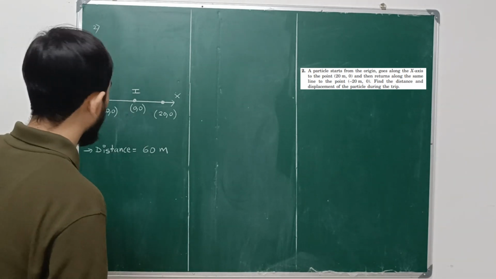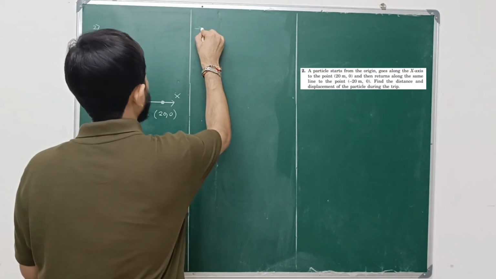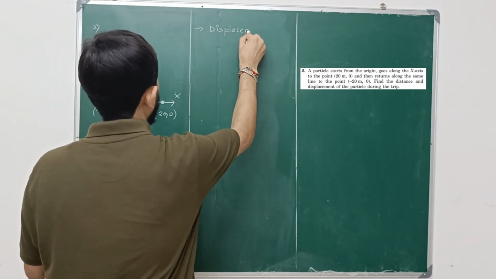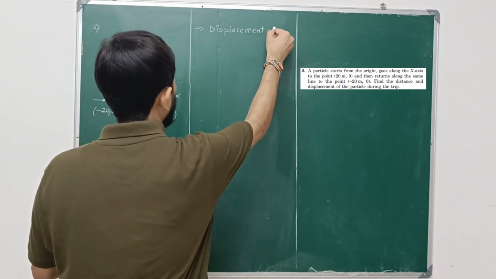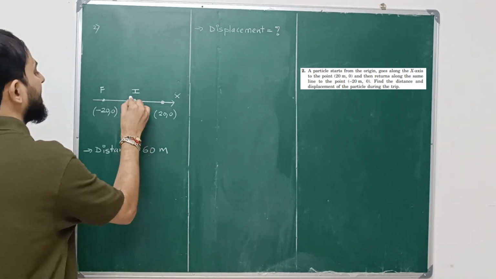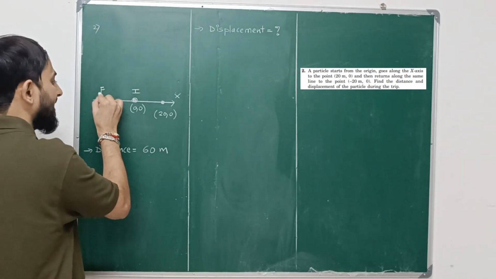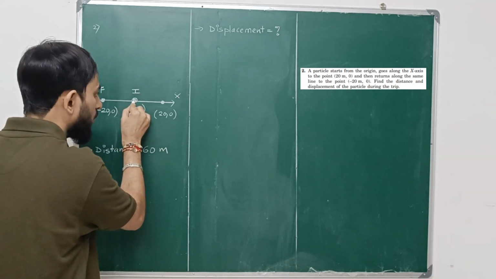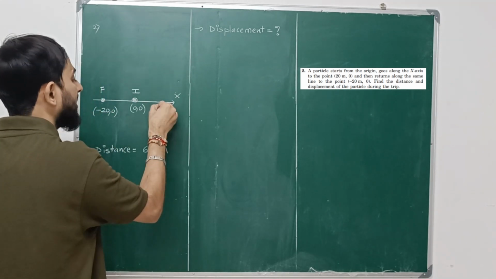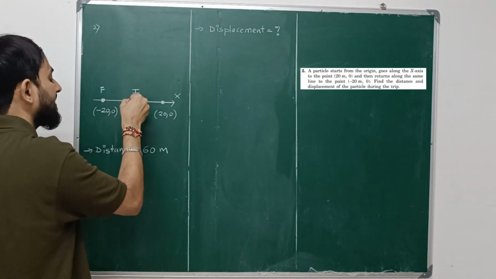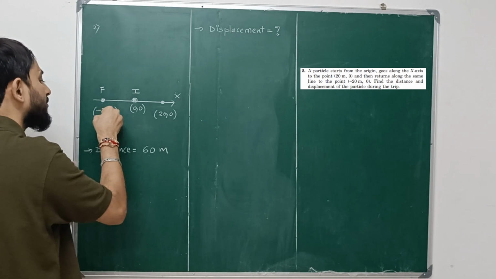Now what about the calculation of displacement? So displacement is a vector quantity, so you will need magnitude as well as direction. Okay, can I say students, this is initial point and this is final? Yes, particle is going from 0, 0 to 20, 0, then 20, 0 to 0, 0, and finally 0, 0 to minus 20, 0.